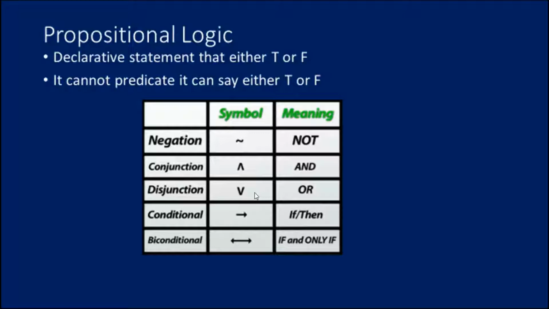It is the simplest form of logic where all the statements are made by propositions. A proposition is a declarative statement which is either true or false. It is a technique of knowledge representation in logical and mathematical form. The tabular representation shows the symbols and meaning. First one, negation, which means not; conjunction, which means and; disjunction, which means or; conditional, which means if then; biconditional, which means if and only if. It is a declarative statement that is either true or false. It cannot be a predicate. You can say either true or false.